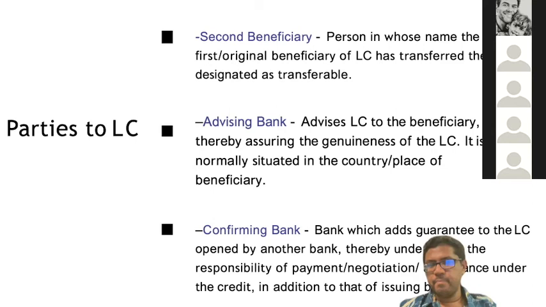I would like you to answer. Advising is more about making sure that the letter of credit is genuine, that it's valid, and confirming is more for adding an additional guarantee, for any reason. Maybe the bank is not solid, or for whatever reason, maybe the importer may request it.